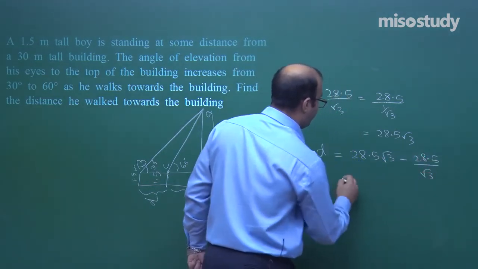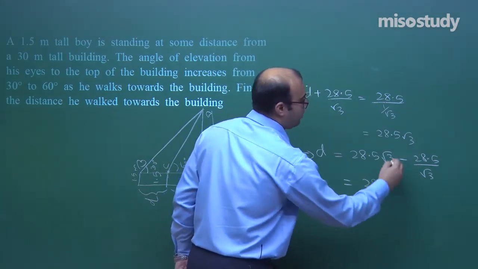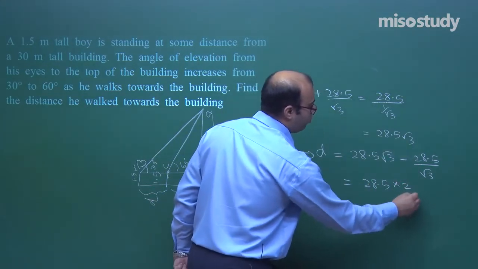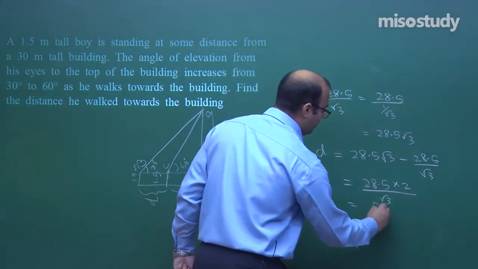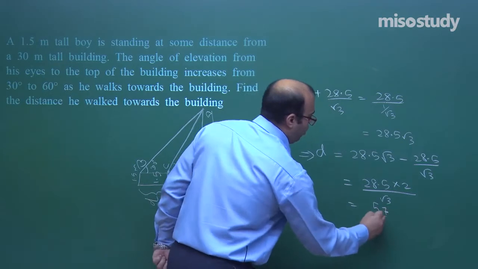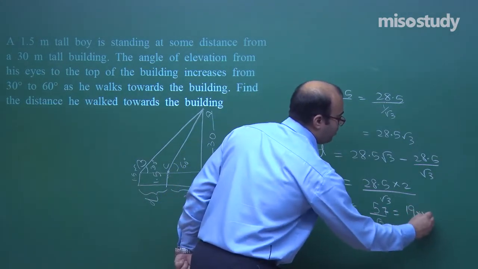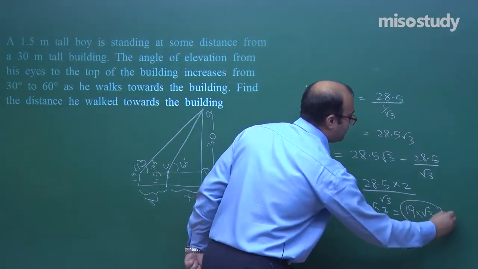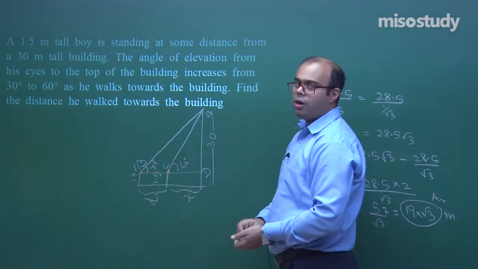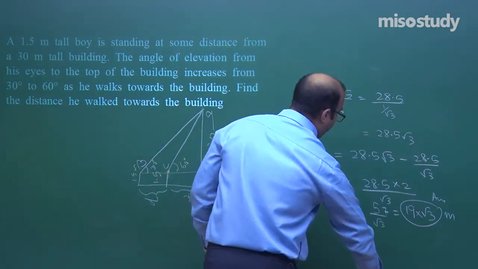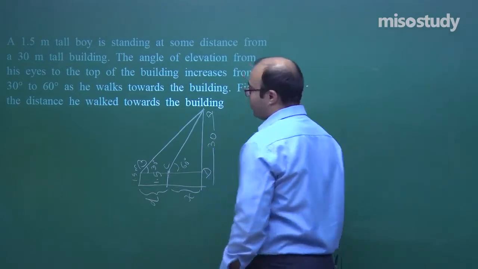We take LCM, 28.5 is common, root 3 into root 3 is 3, 3 minus 1, 2, 2 by root 3. Now, this will become 57 upon root 3. This can also be written as 19 into 3, that will become 19 root 3 meter. This is the distance which the boy has walked towards the building. 19 into root 3 meter is the distance that the boy has walked towards the building, students.